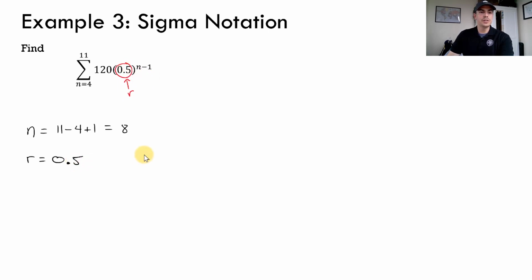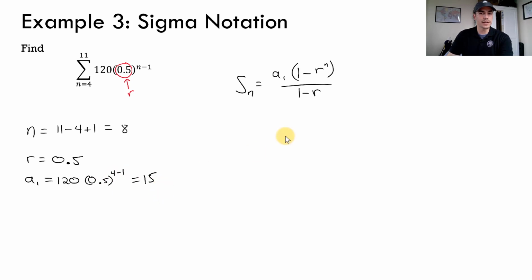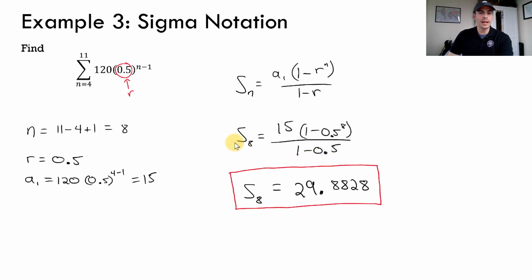So if my ratio is 0.5, what is my a sub 1? Well, my first term here, not necessarily a sub 1, but my first term that we're going to start adding, is going to be when n is equal to 4, right? So let's plug that in when n is equal to 4, because that's my first term, and that's going to give me 120 times 0.5 raised to the third power, and that's going to be 15 when you plug that into your calculator. So now for my S sub n formula, I have everything that I need, and I can just plug these in, and I get that S sub 8, since there are 8 terms here, is going to be 29.8828.